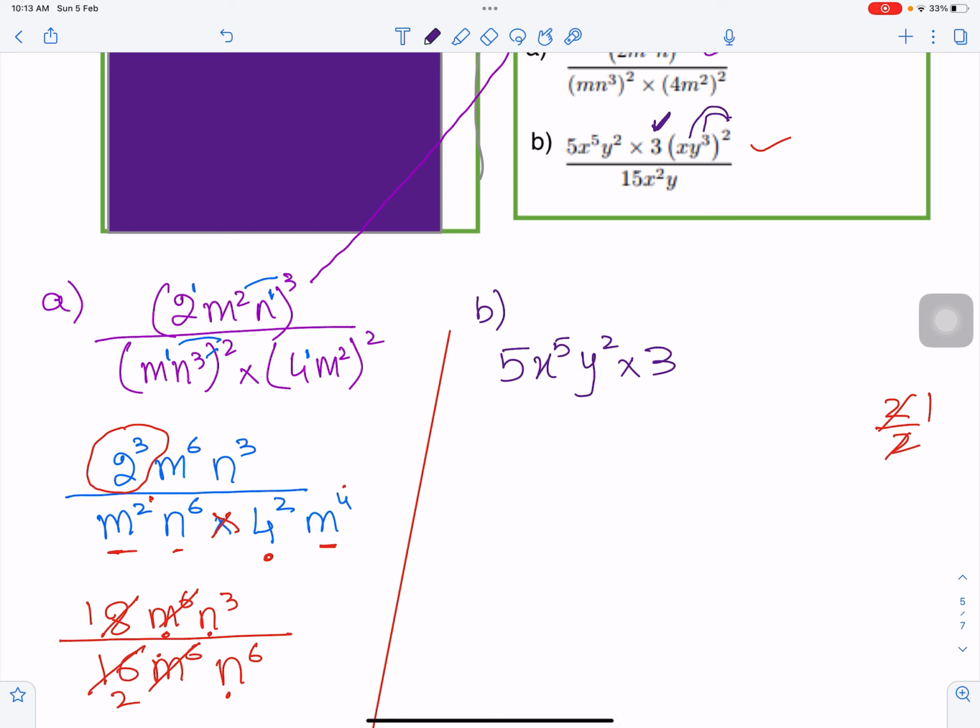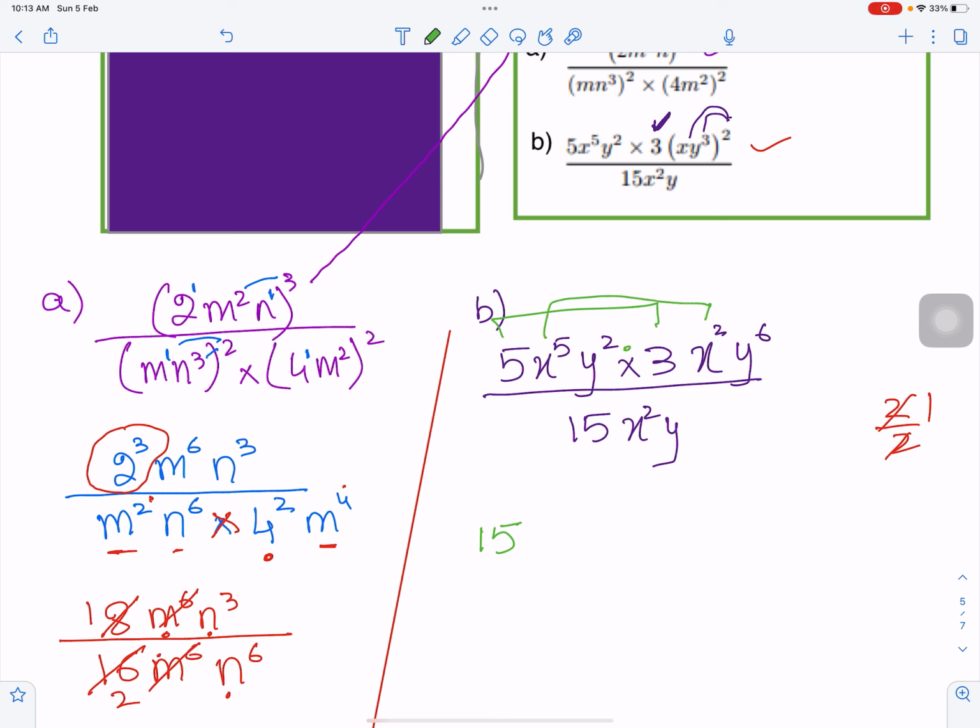X has power 1. So it will become 1 2s are 2 and 3 2s are 6. Denominator you can keep as it is. Okay, now this 3 and this 5 will multiply. 3 5s are 15. This x and this x, because there is multiplication in between, so powers will add up. 5 plus 2, 7.